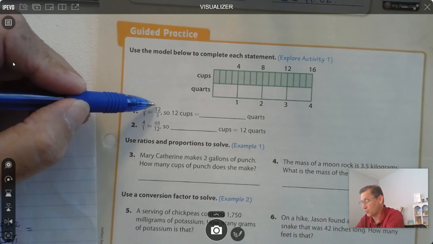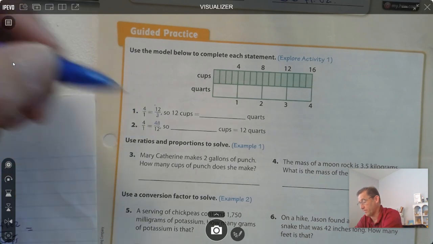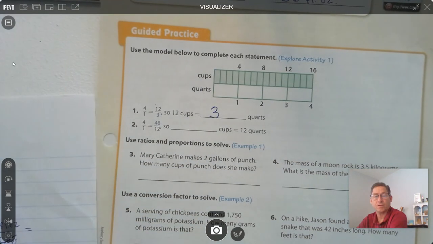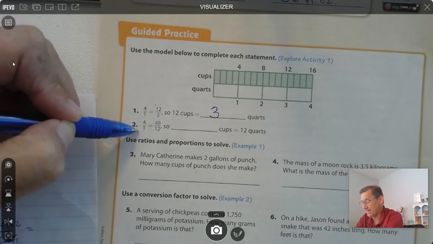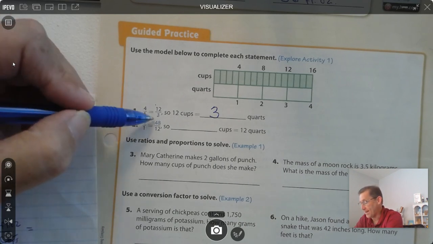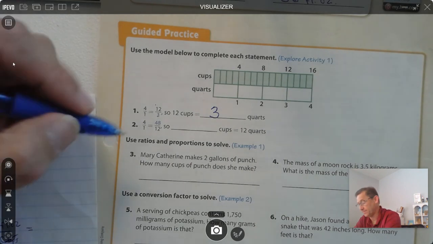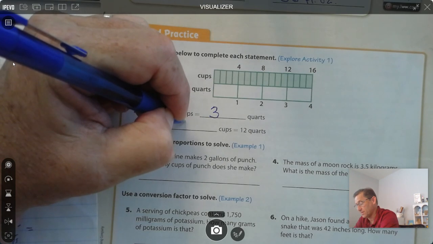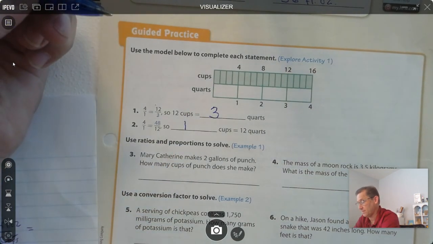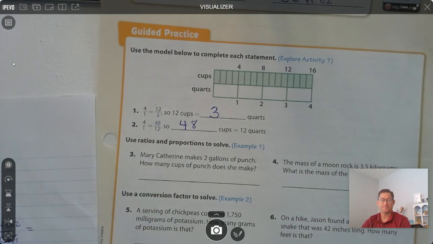So if I have 12 cups and I have 3 quarts, so 12 cups is equal to 3 quarts. And 4 cups again equals 1 quart. If I have 48 cups, 4 times what is 48? 12. Okay, so 1 times 12, 4 times 12. So 12, 48 cups equals 3 quarts.